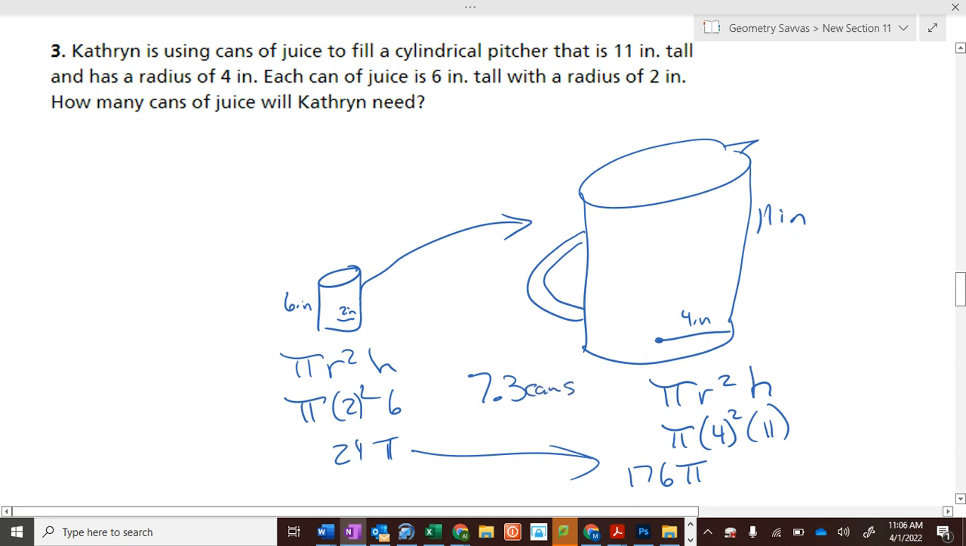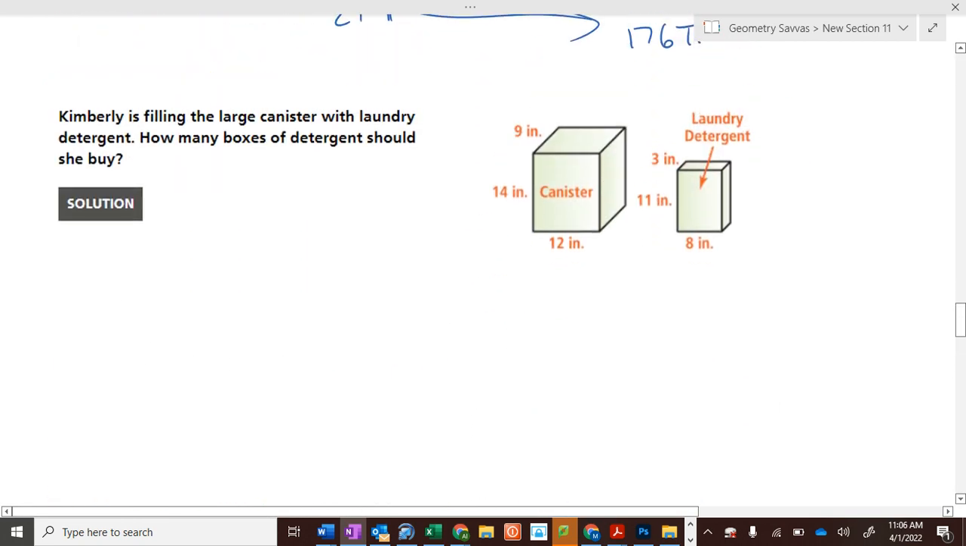Yeah. But she can't buy 7.3 cans. So 8 cans would overflow the pitcher. So 7 cans is going to maximize her volume in there without overflowing it. She could literally just dump in. Okay? She could just water it out.